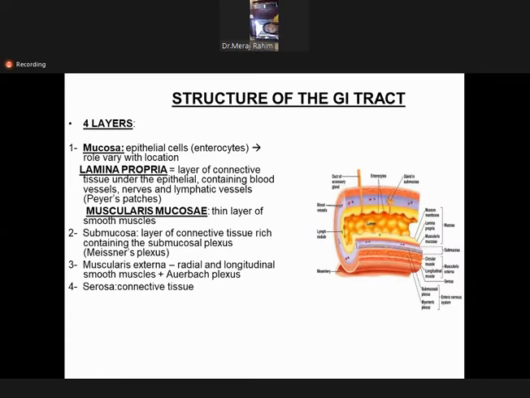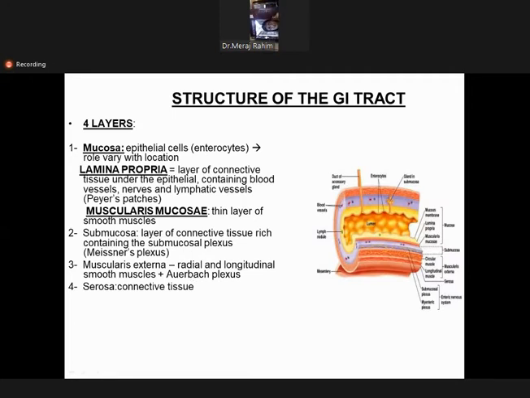I hope you remember, you are third year students, you are taught in GIT that there is an enteric nervous system, and that enteric nervous system has got 2 components. One is the Meissner's plexus, and the other is the Auerbach's plexus. So students, remember, the Meissner's plexus controls the secretory activity, whereas the muscularis externa, which contains the longitudinal muscles and the circular muscles, has sandwiched between them another plexus called the Auerbach's plexus.